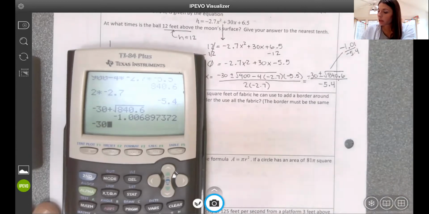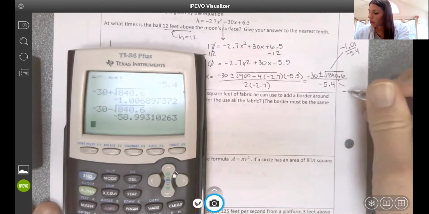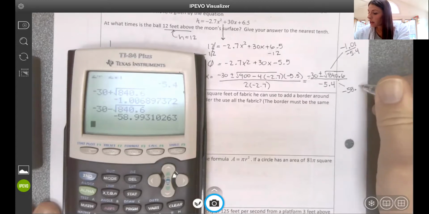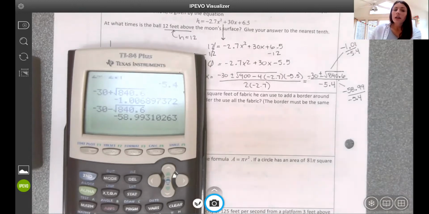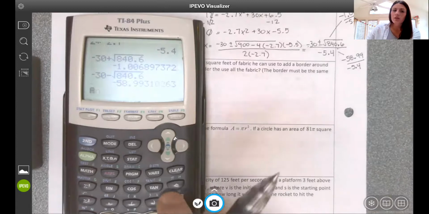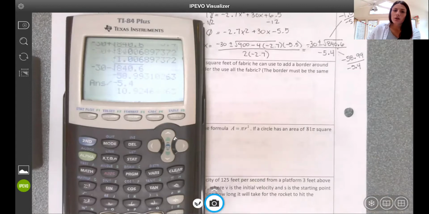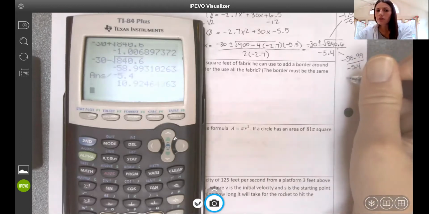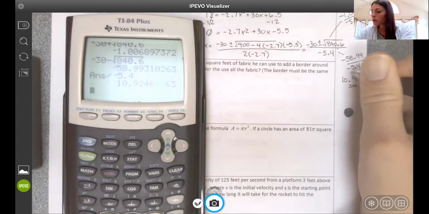If I do negative 30 minus the square root of 840.6, and I'm just going to round, I get negative 58.99 over negative 5.4, okay? And now I can go back in and type it. Another option, if you're using a graphing or scientific calculator, is that I already have this one up, so I just hit divide and it's going to pull this answer down. That way I don't have to use the rounded result at all. It'll be a little bit closer. And this gives me about 10.9 when rounded to the nearest tenth. So we'll say 10.9 seconds is one answer.